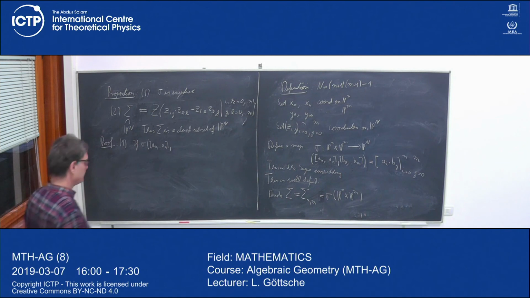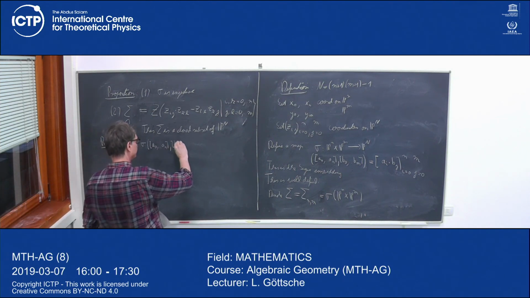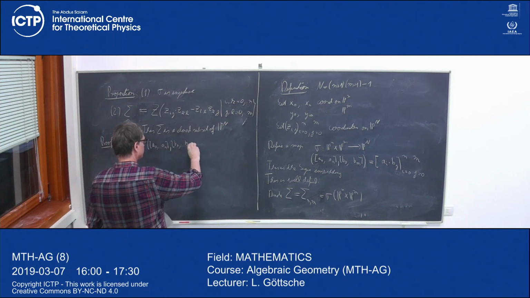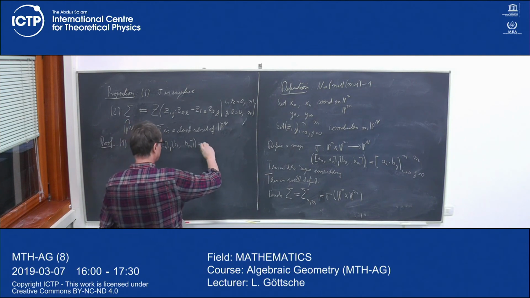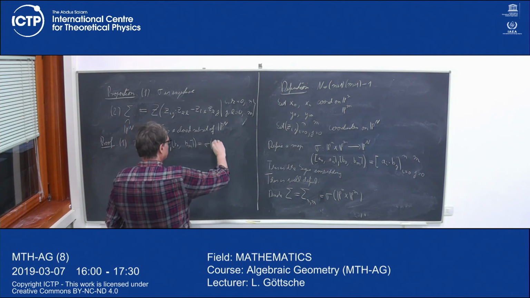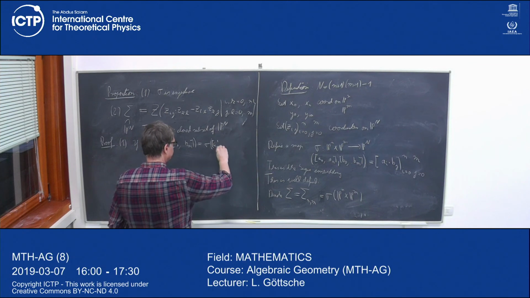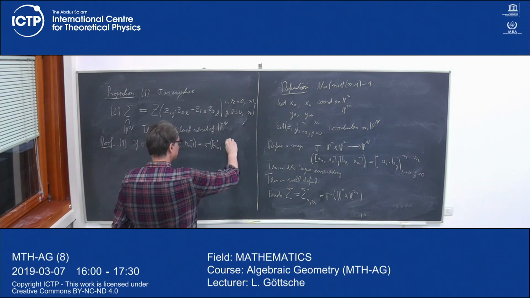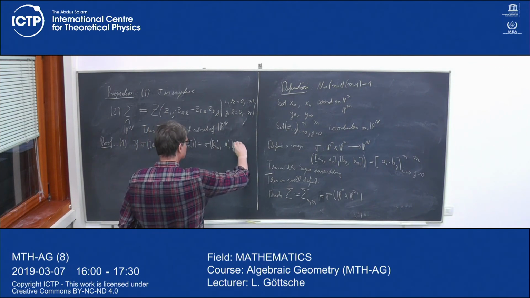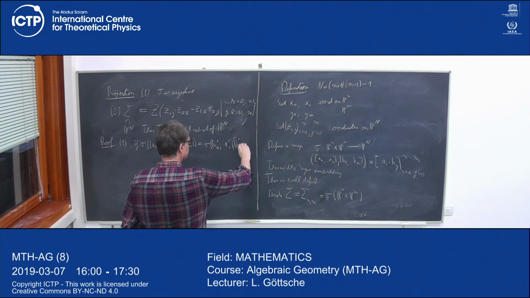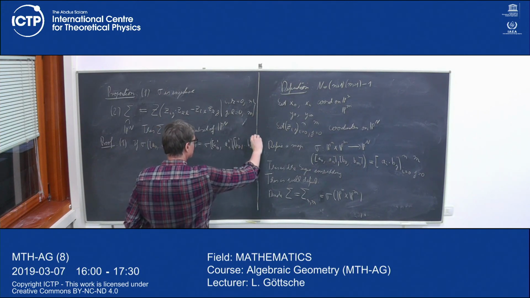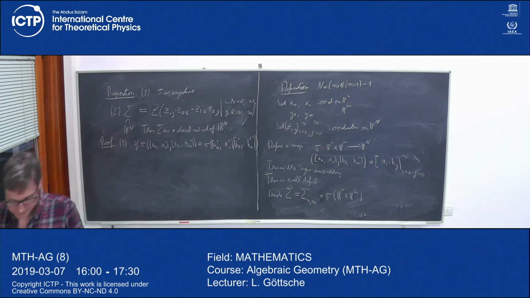So if sigma is like this, say A0 prime, assume we have two such things that are mapped to the same thing. What do we have?